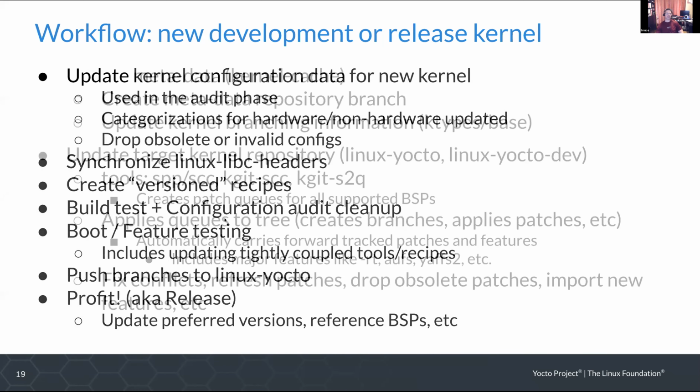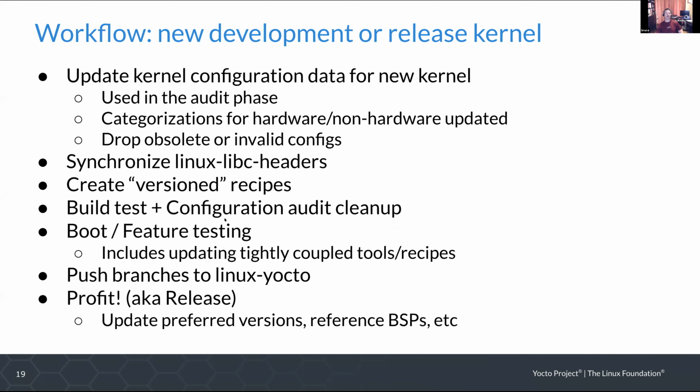And it keeps going. You see, right? This updates the kernel configuration data. We synchronize Linux libc headers, create the version recipe, build test the configuration, audit cleanup, boot feature testing, push the branches to Linux Yocto, and then profit and all your fame and fortune for your maintenance trouble. And then, of course, after that, we have a cycle of updating the preferred versions for the reference BSPs and bumping QEMU, and luckily the Wind River guys help with updating the reference hardware BSPs. Otherwise, I would be in big trouble for time.